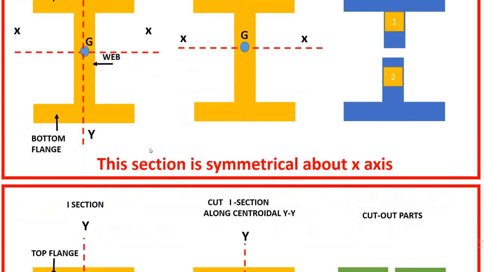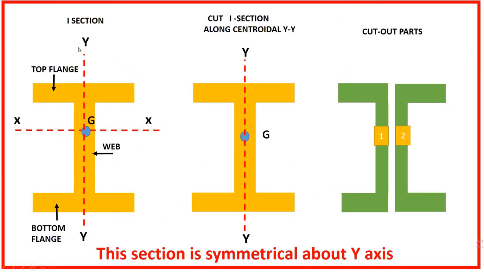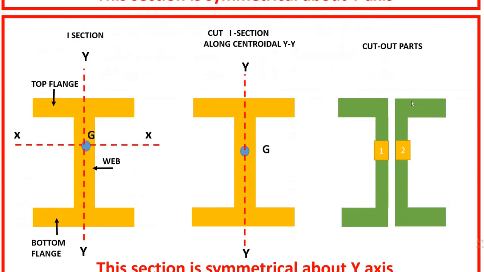Now next, let us cut the same section along y. In the same way, this section is also symmetrical about y because these two parts are mirror image of each other. So this section is symmetrical about x as well as about y. Now next.